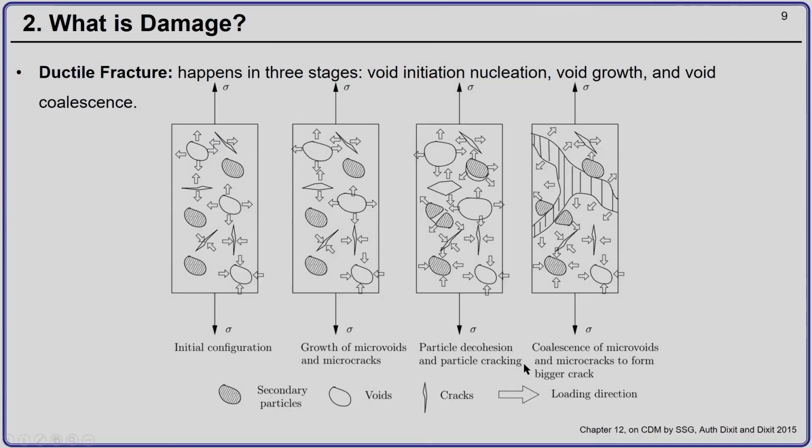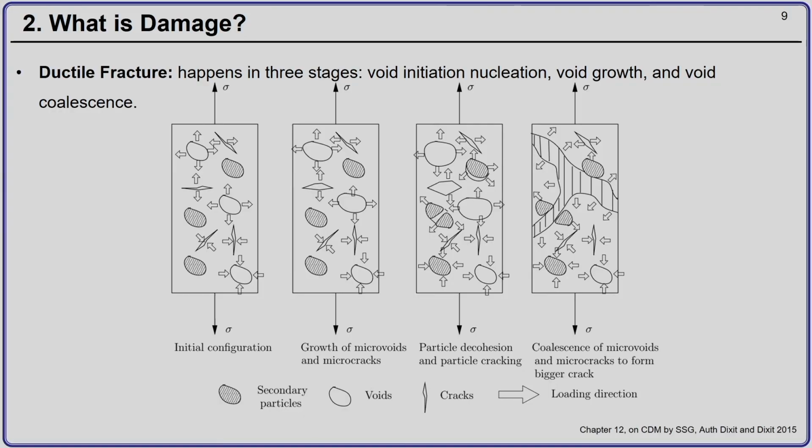So, now what is ductile fracture? Because in these 2-3 lectures we are discussing ductile fracture. Ductile fracture is a kind of fracture where we have considerable elastoplastic deformation before the actual body fractures. Ductile fracture happens in 3 stages: there is void nucleation or initiation, there is void growth, and there is void collision.